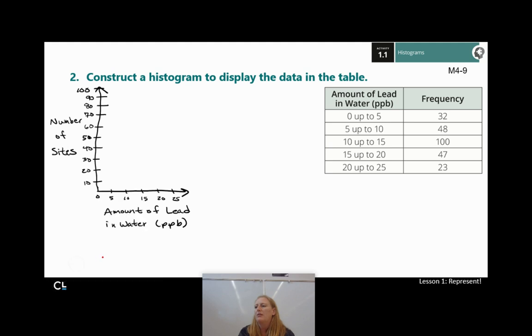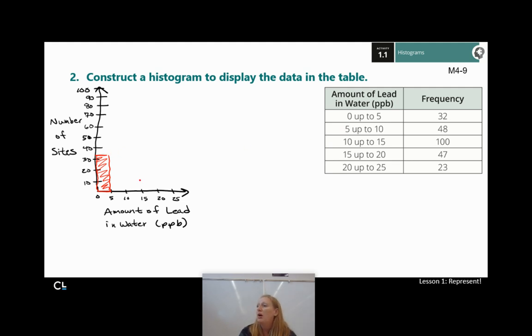So let's go ahead and make some bars. I'm going to grab a different color here. All right, so first bin, 0 to 5. We know that's the width of it. And we know 0 to 5 went all the way up to 32. So I need to go all the way up. There's 30, so 32 would be a little bit past that. So I'm going to make a bar right here. There's my first bar. Isn't it pretty? Bin 0 to 5 went all the way up to 32.